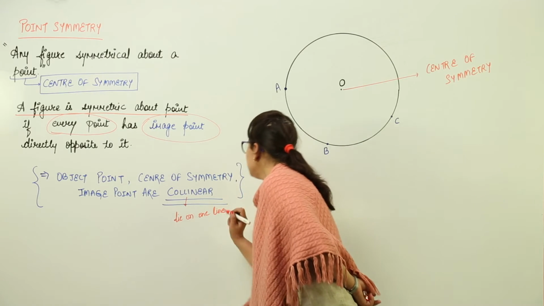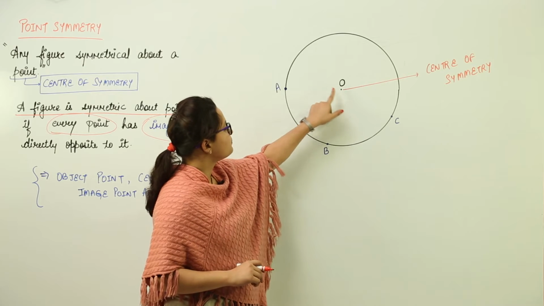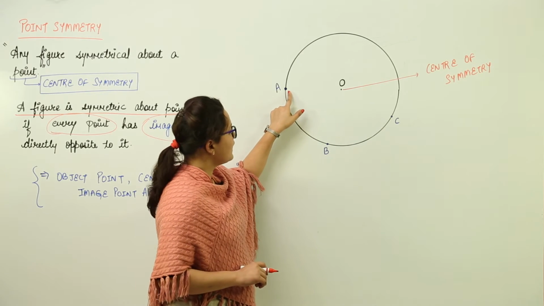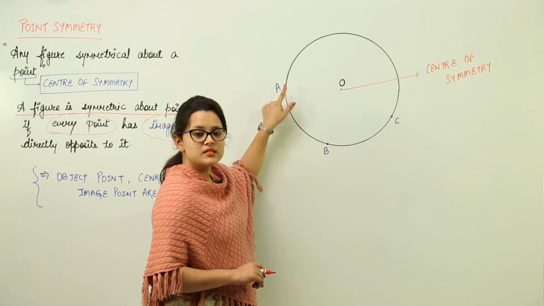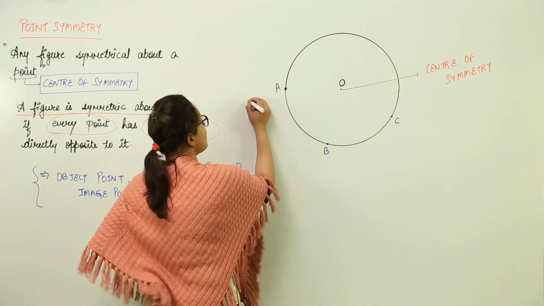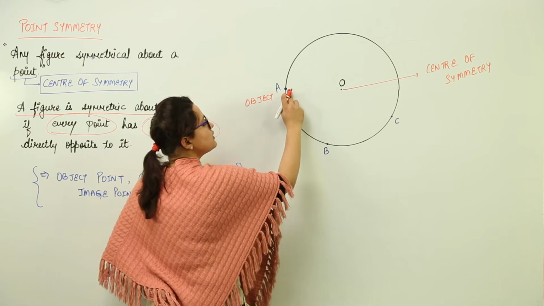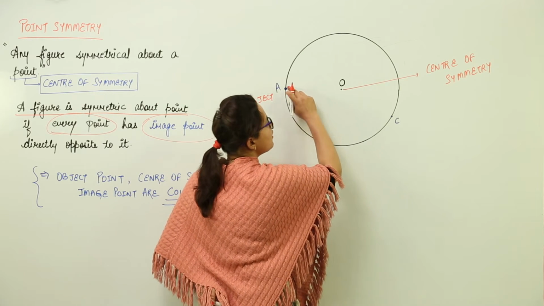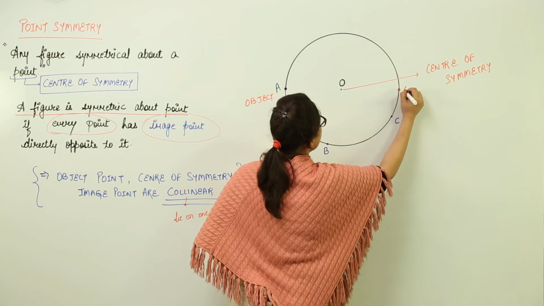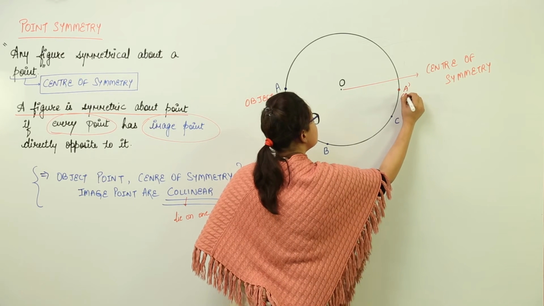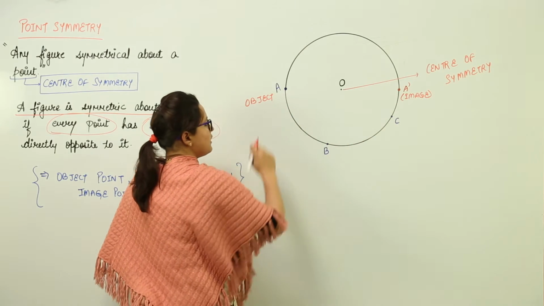Now how can we do that? We'll have to check it over here. If this is the center of symmetry, for point A, this is the object point. See, I am writing it object. The image formed for this point is going to be directly opposite to this, that is here. So I am placing A dash. This represents the image of the object A.